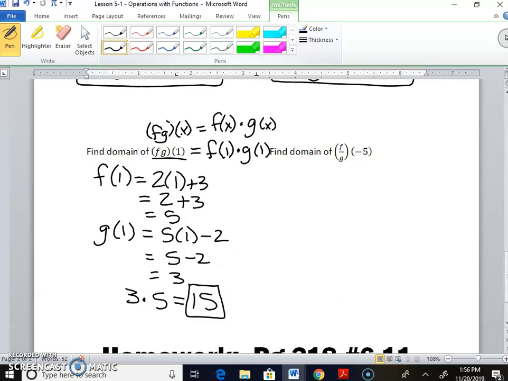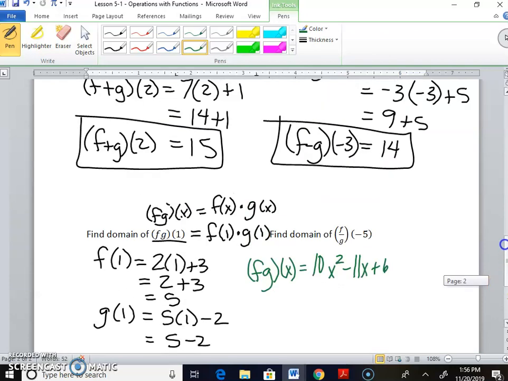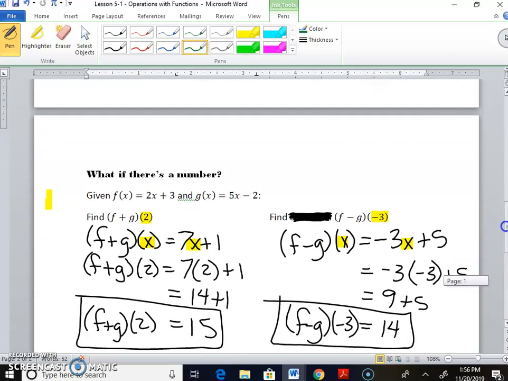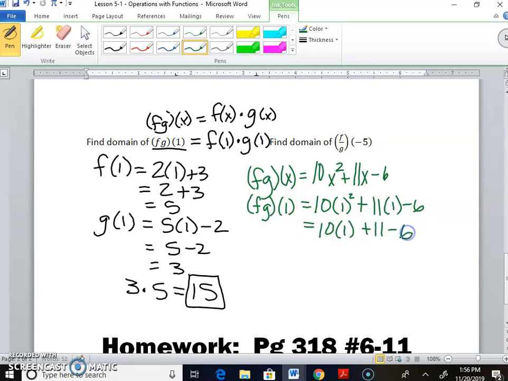But like we said, we already know, scroll down a little bit more, I'll just do it in a different color. We already found out that fg of x equaled 10x squared plus 11x minus 6. So I had my signs wrong on that. So again, if I wanted to, fg of 1 is 10 times 1 squared plus 11 times 1 minus 6. 1 squared is just 1, so that's 10 plus 11 minus 6. 10 plus 11 is 21, minus 6 is 15, and I get 15. So, two different ways you can do it.